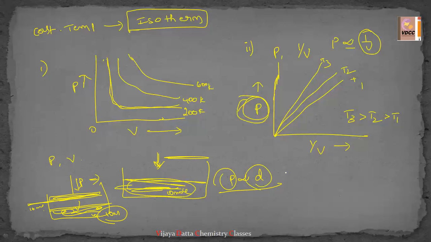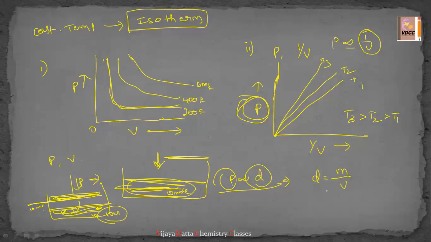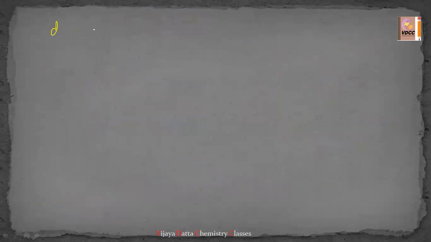Then P proportional to D. How can we bring this relation? Already we know that density is equal to mass by volume, right? But already according to the Boyle's law, what is the relation we know? Volume is equals to K by P. Simply if you substitute that one here, M by K by P. So by cross multiplication, I can write this D is equal to M by K into P.